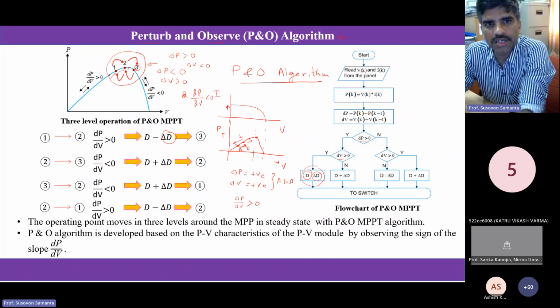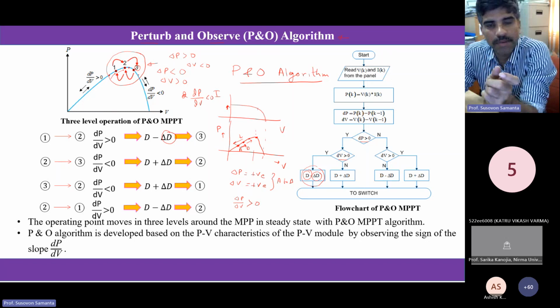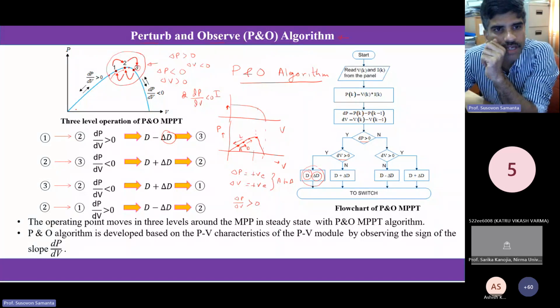So there is a large oscillation around the MPP point if you take large delta D. And if you take small delta D, then oscillation will be less. But what will happen if you take small delta D? Obviously, you have less oscillation at this point. But reaching from this point to this point will take more time, because now your variation will be very small.